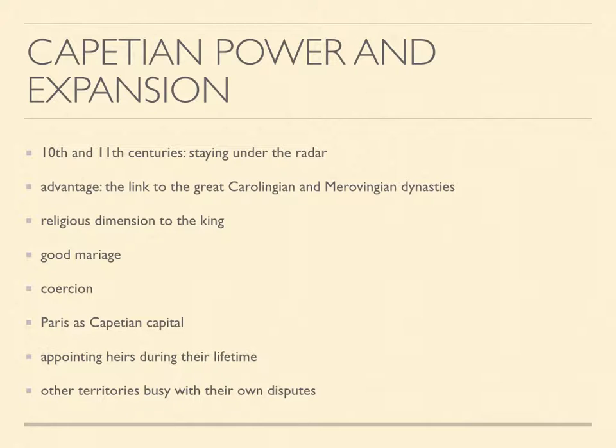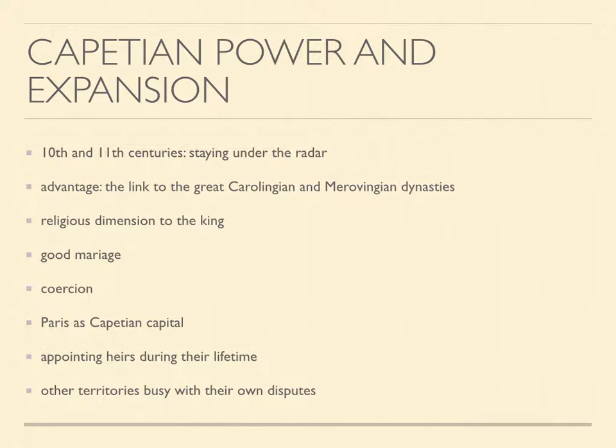So one of the things the Capetians did was that they appointed their heir during their lifetime. So one heir who inherited the whole territory. So that way the territory was not divided between heirs. It was just given to the firstborn son and kept in the family that way. So if you were a second-born son, then, well, that's too bad for you. But for the firstborn son, you inherited the title and you inherited the territories.